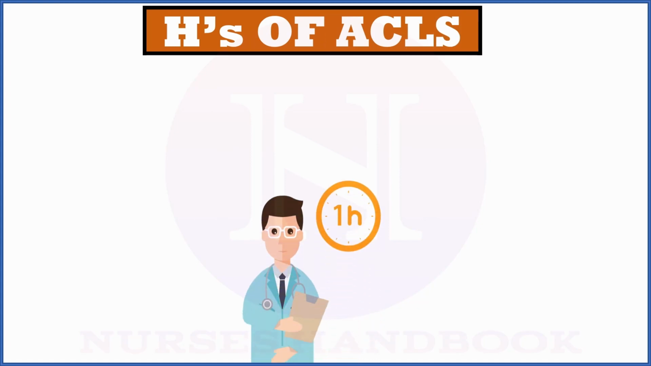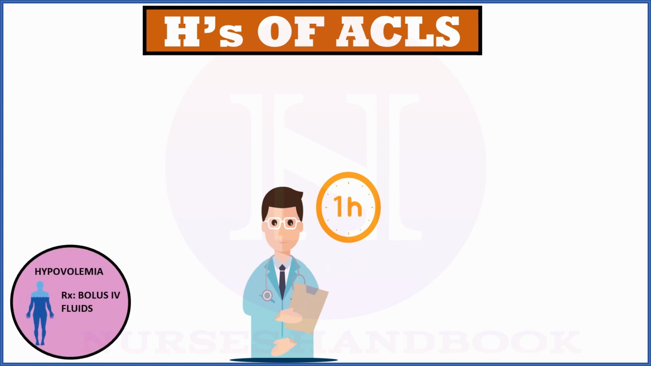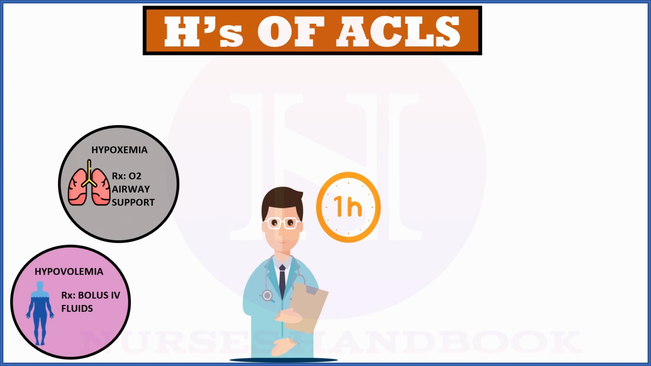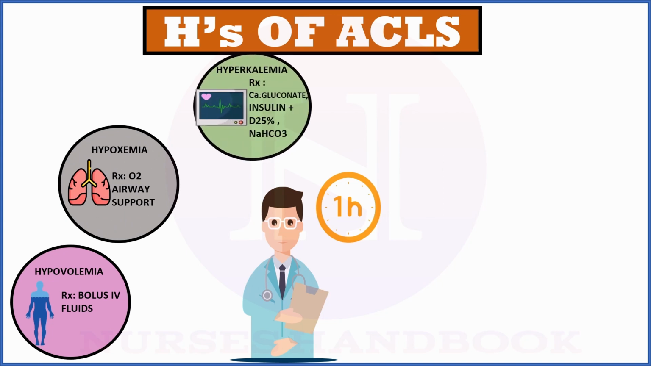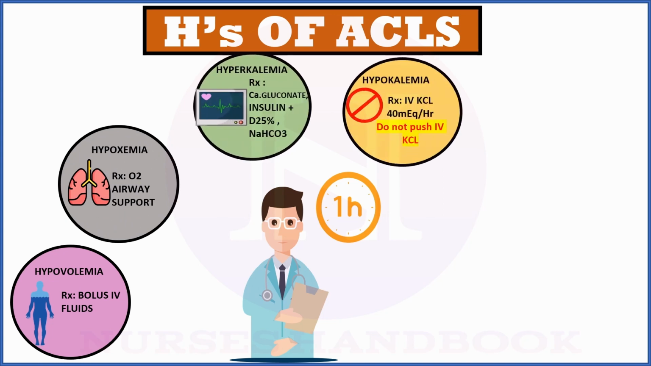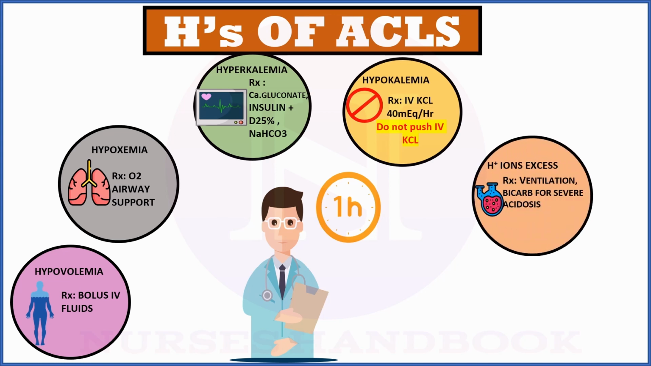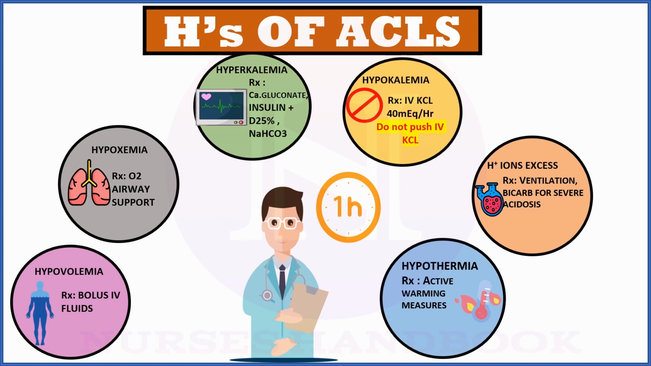So what are the 5 H's? First H denotes hypovolemia. Second one is hypoxemia. Third one is hyperkalemia or hypokalemia. Fourth H is H plus ion excess. And the fifth one is hypothermia.